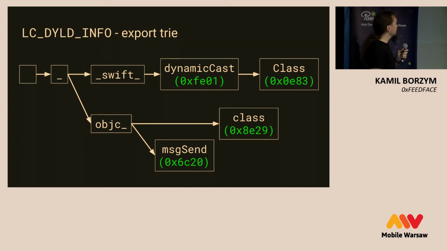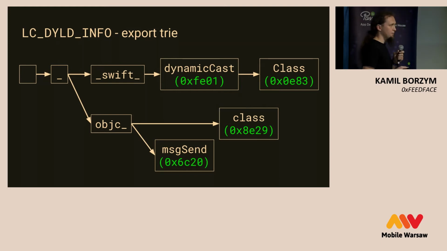Okay, what is export trie? Export trie is a structure that describes all symbols that you can access from the library, and also the pointers to the assembly, the place in which the function is defined.